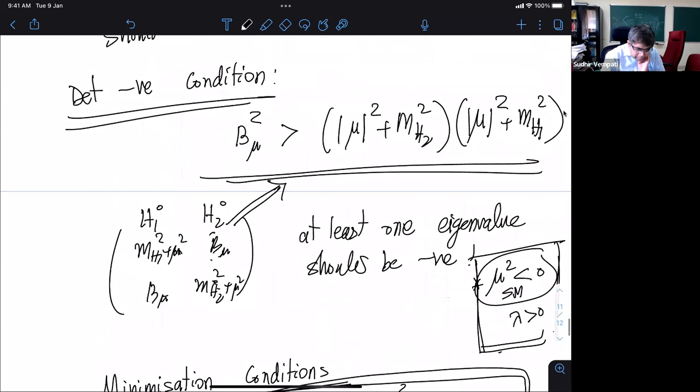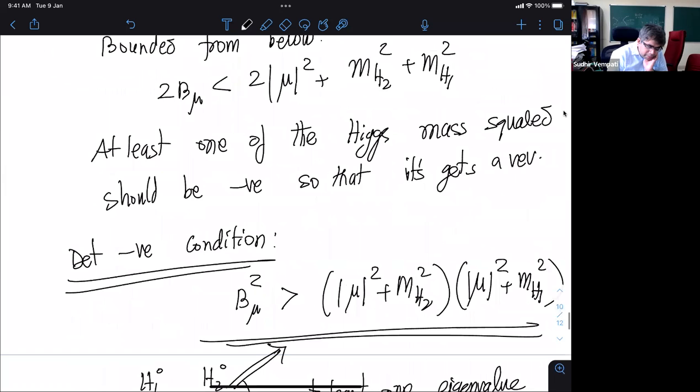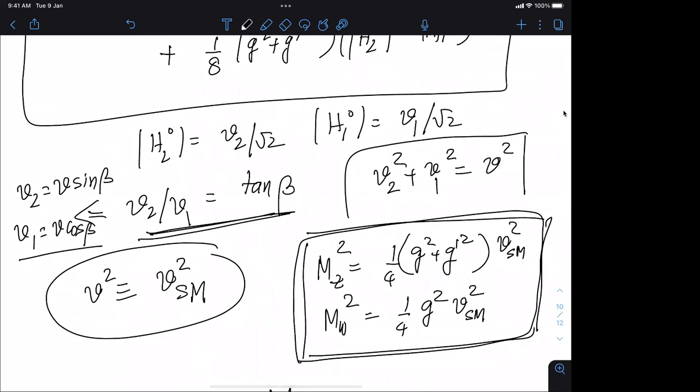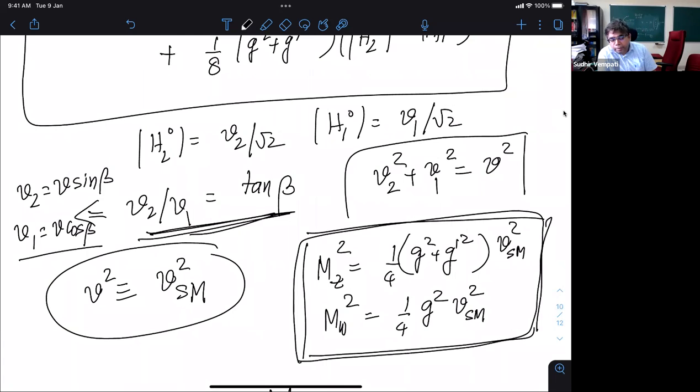Here, I chose this one. V2 by V1, up type divided by down type, is typically the popular one, because the top quark has a very large mass. So the large tan beta.